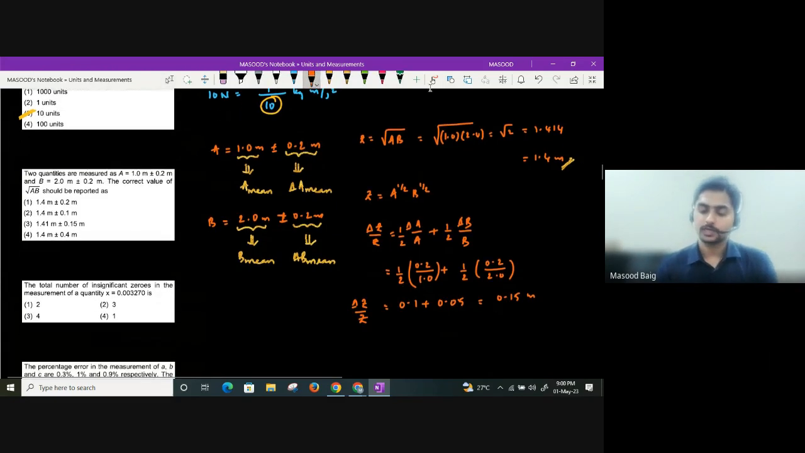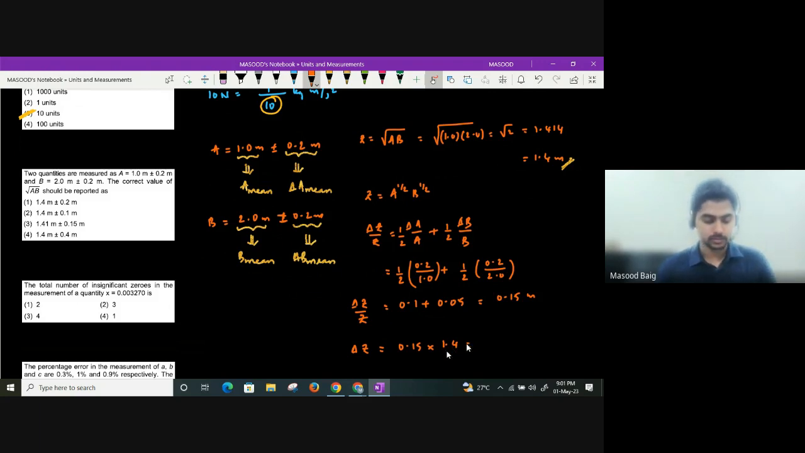I'll just multiply it with this. So I want to find delta Z value here. So what are we going to get delta Z value as? 0.15 into what is Z value, beta? 1.4. So if you just solve for this, you will get some value again. Right, so how will you represent the correct value as 1.4 meters plus or minus? How much will this be, guys?